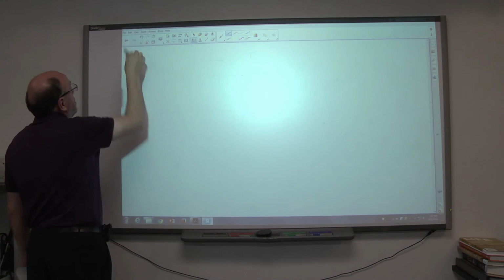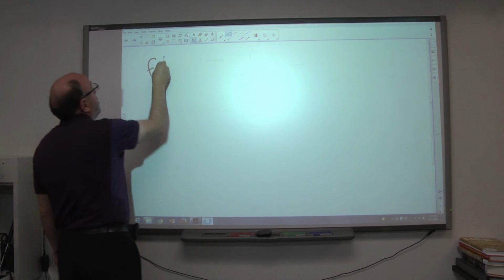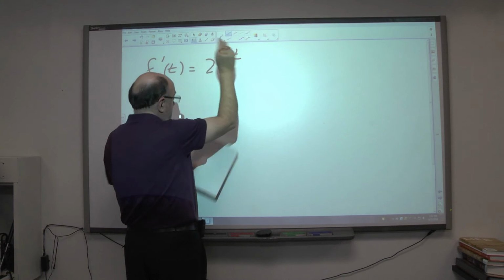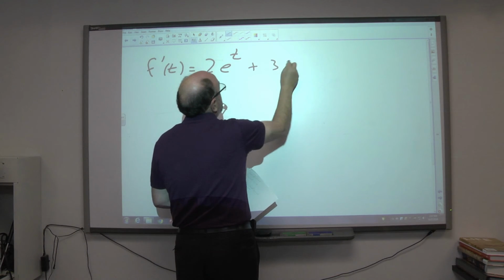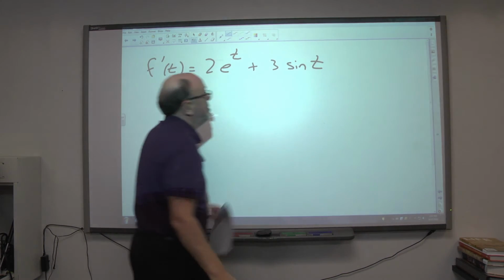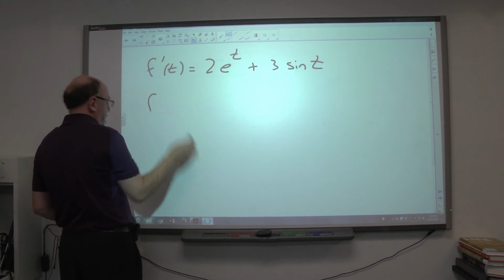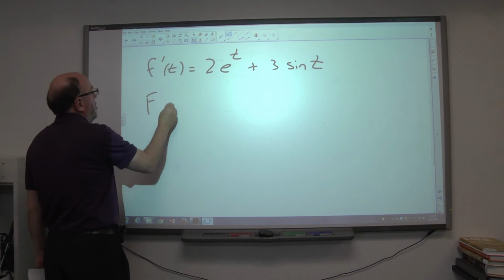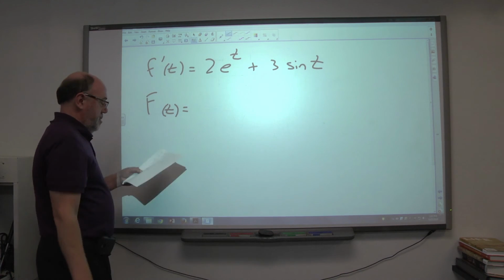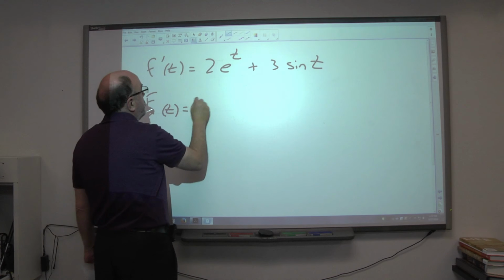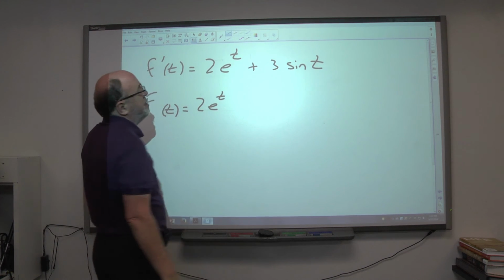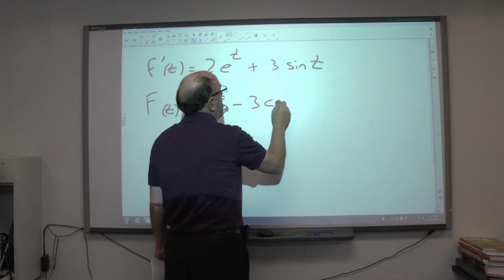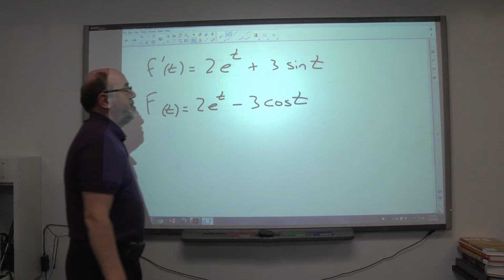A couple other examples. So our derivative is 2e to the t plus 3 sine t. And again, we want to find the original. So f of t. And so what we get for this is going to give us 2e to the t. And then the antiderivative of sine is negative cosine. And we end up with that.